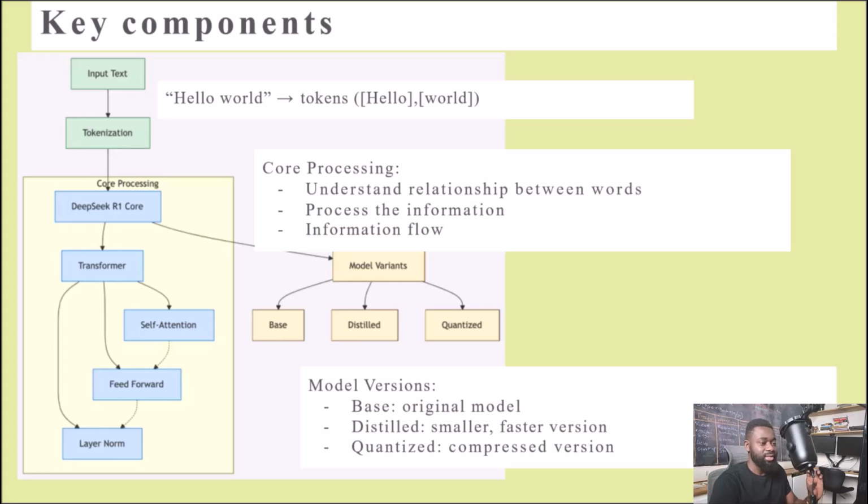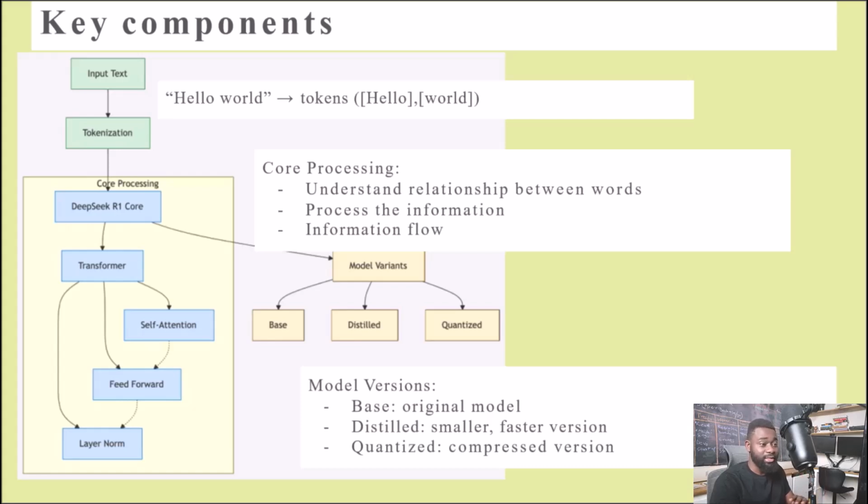Now the core processing is very simple, or rather, not simple, but the idea of it is simple. The main focus is understanding the relation between words that are coming in. The transformer architecture represents the core architecture, which includes self-attention and feed-forward networks. These are the inner layers of the large language model that create the result that we see.